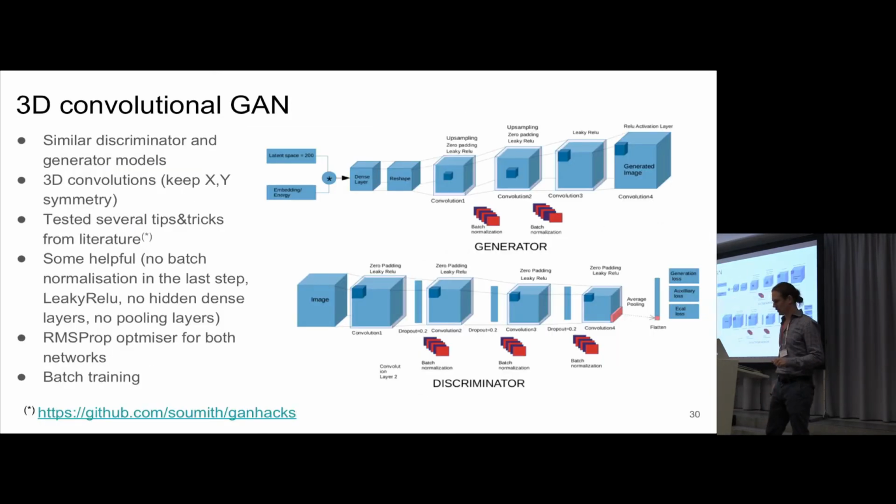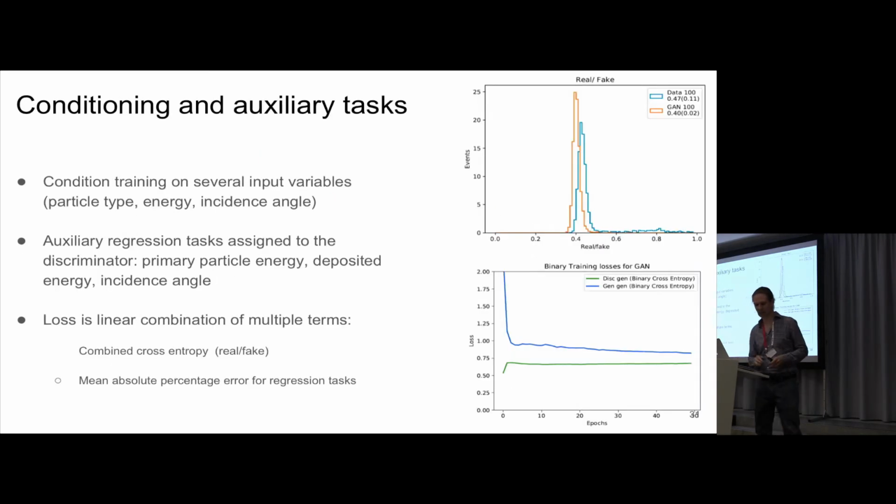Now the architecture is the following. It's a GAN, where again the discriminator and generator use a similar architecture. It uses 3D convolutions, and you keep the XY symmetry of your showers. If the shower hits perpendicular, you get basically the same kind of distribution in X and Y. Several tips and tricks were used. RMSprop is used as an optimizer, and batch training. In addition, to improve the convergence, conditioning is used not only on the energy, but also on the particle type, because more than one particle is used, and on the incidence angle.